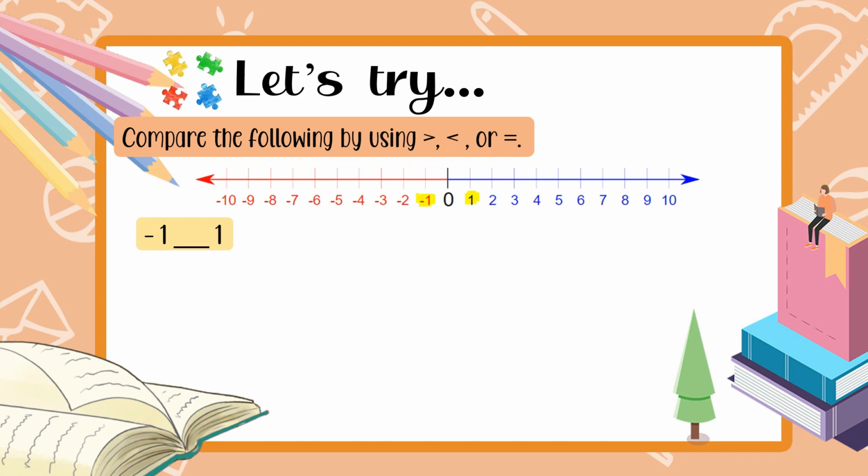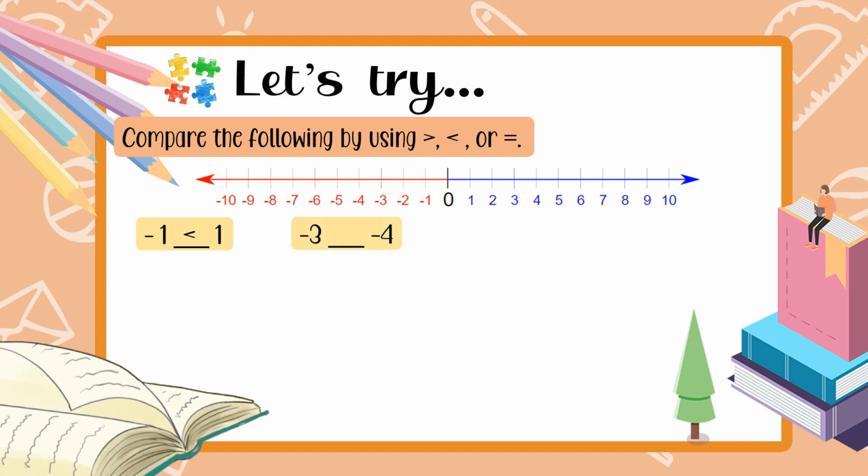So, yung ating negative 1 ay on the left side of positive 1. So, dahil nasa left side siya, it means negative 1 is smaller. So, saan nakaharap yung ating symbol? Kay positive 1. Therefore, negative 1 is less than 1.